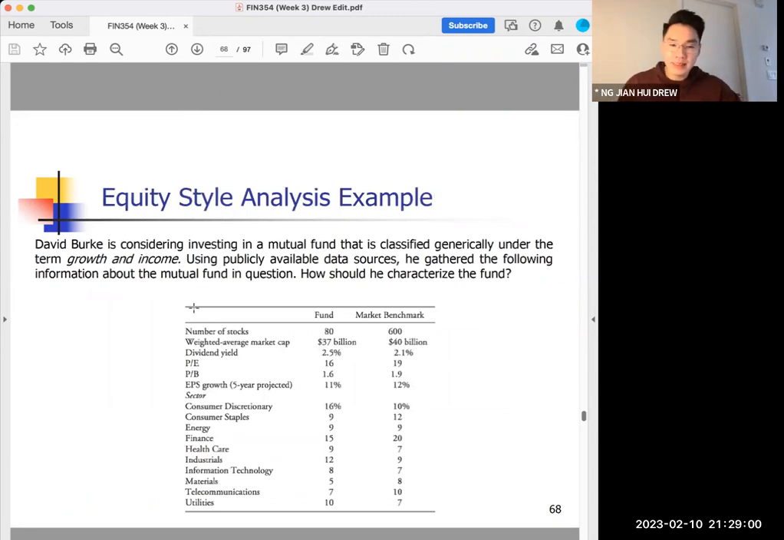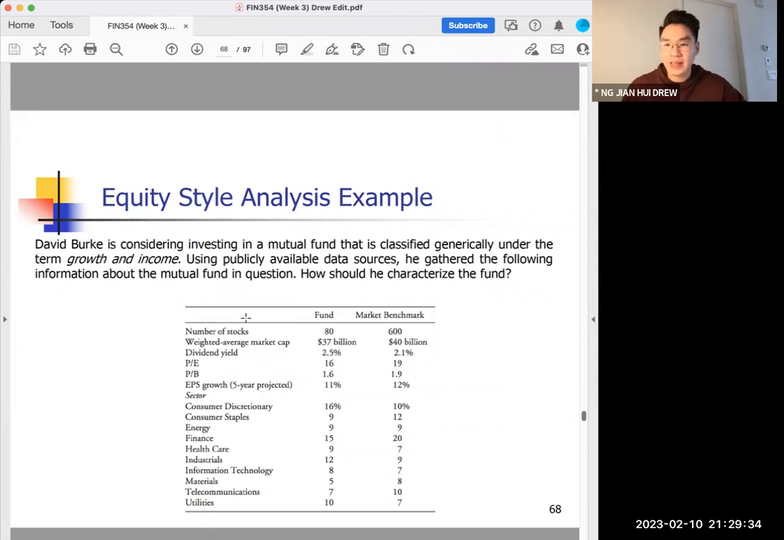Okay, this is just a very quick example. The answers, we'll just discuss it. It's not too complicated. In this example, we consider investing in mutual funds that are classified generically under the term growth and income. Using public data sources, he gathered the following information about the mutual funds in question, and how should we characterize these funds?